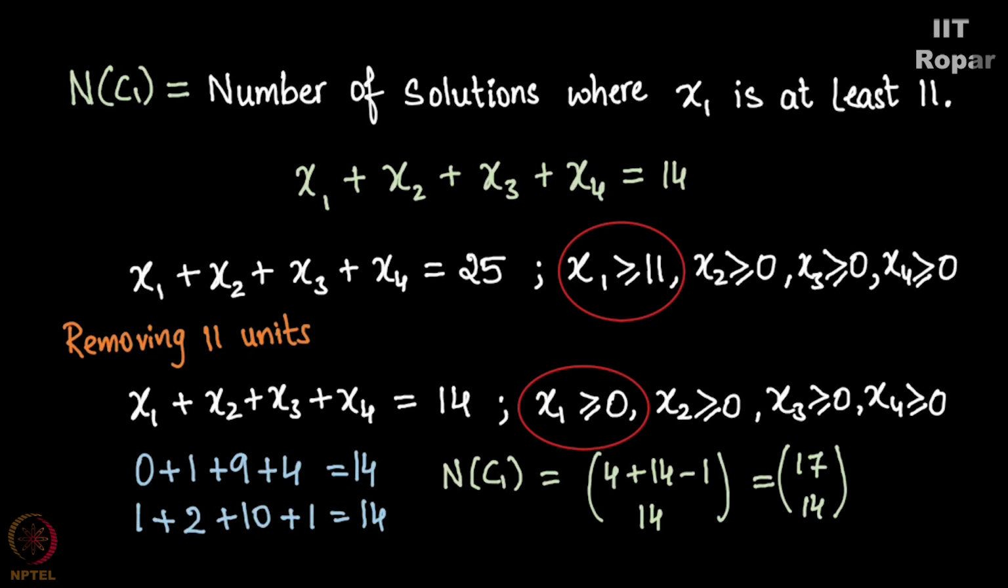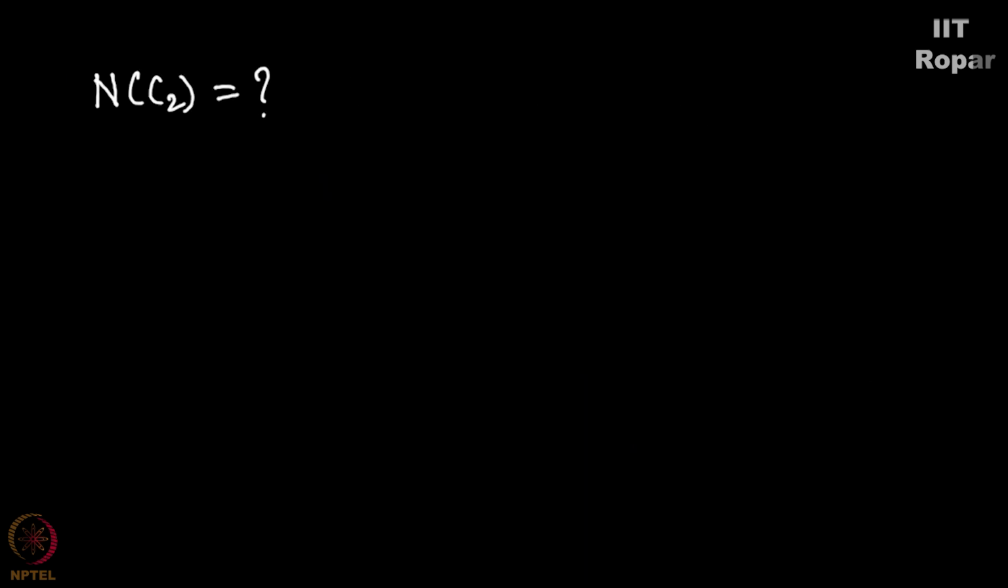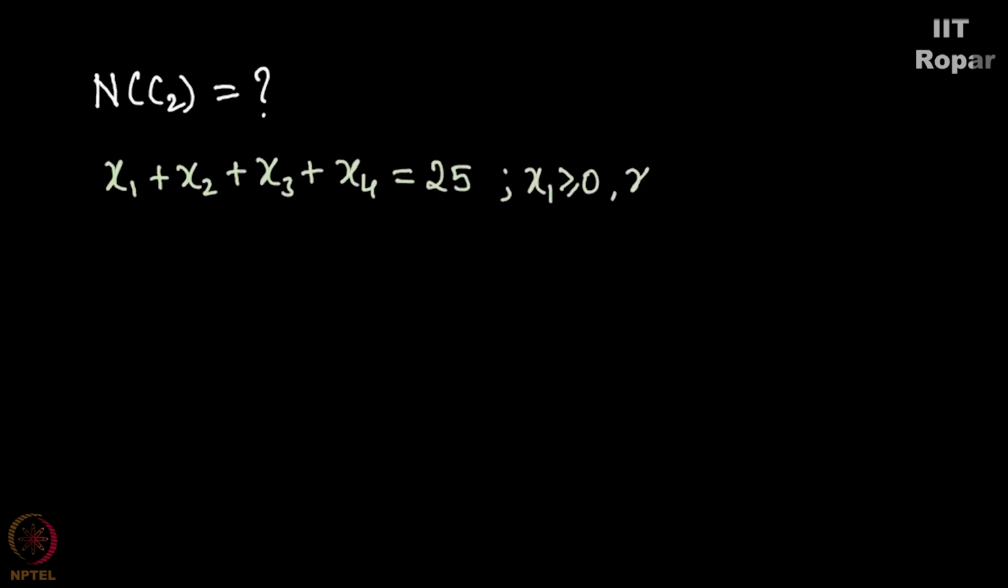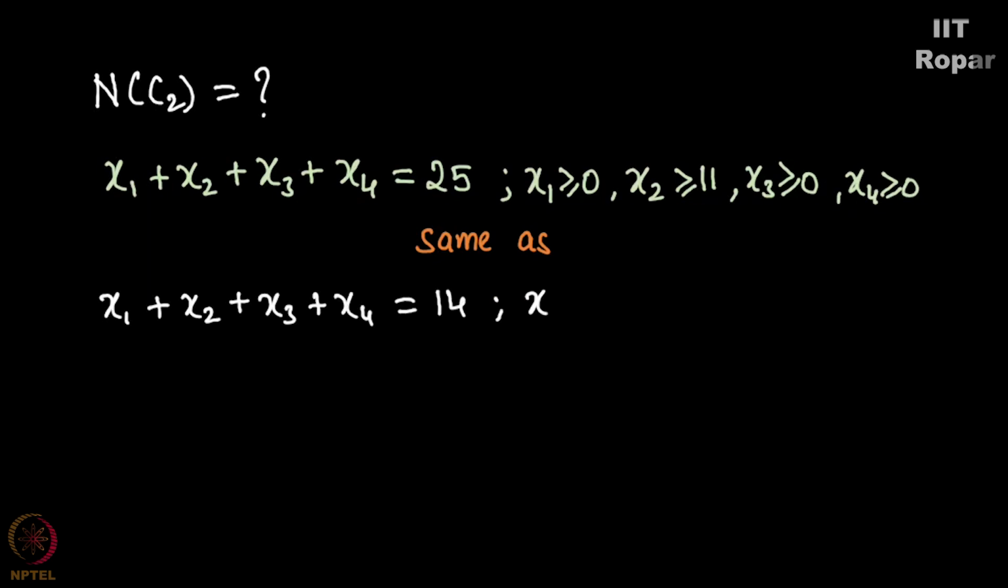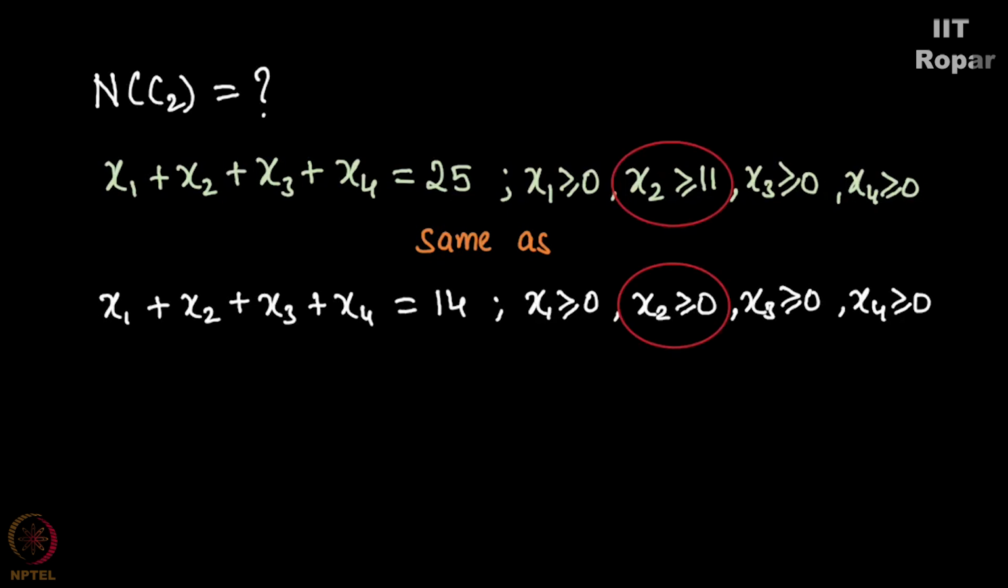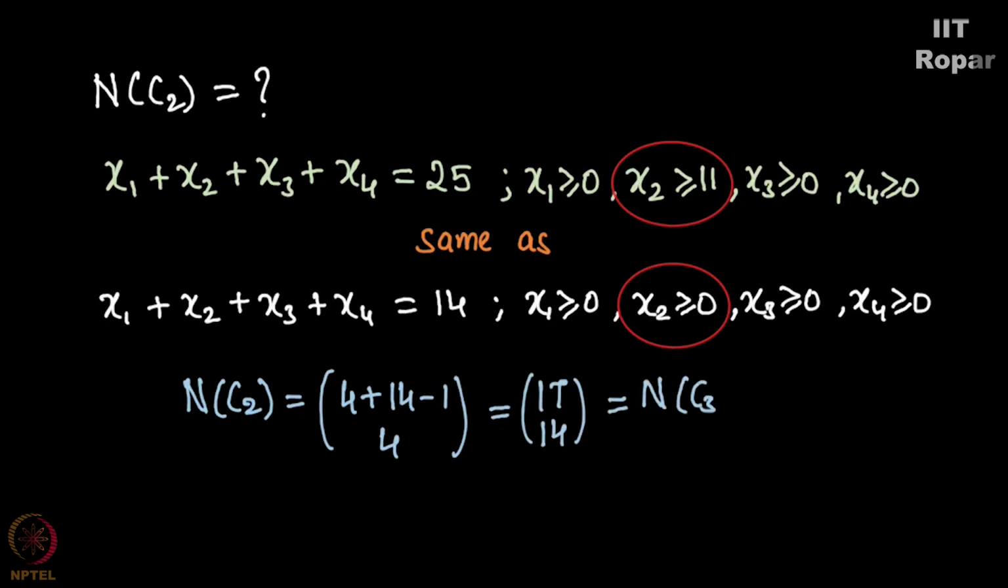Don't you think it is the same for n of C2 as well? Because x1 + x2 + x3 + x4 = 25 with x2 at least 11 is the same as removing 11 from both the sides, right? And making the equation as x1 + x2 + x3 + x4 = 14. I have toned down the earlier question to this question, and hence the answer happens to be 17 choose 14. The same for n of C3 and n of C4 as well.